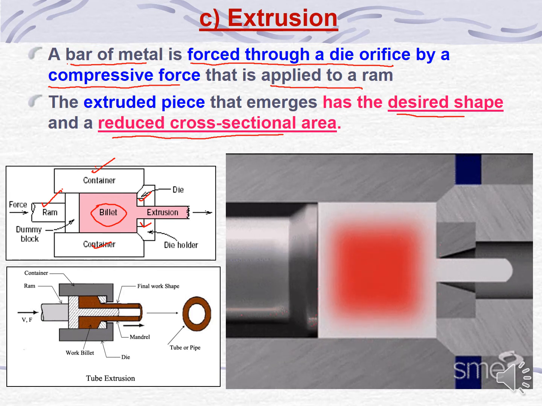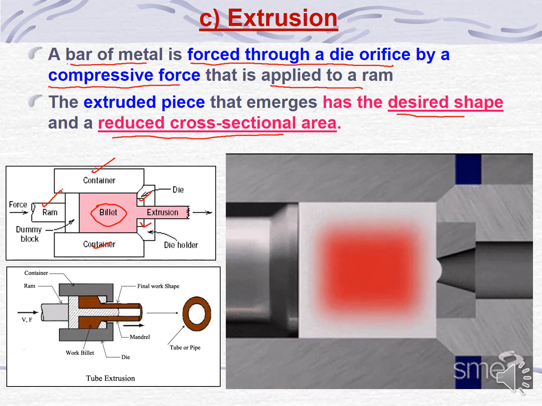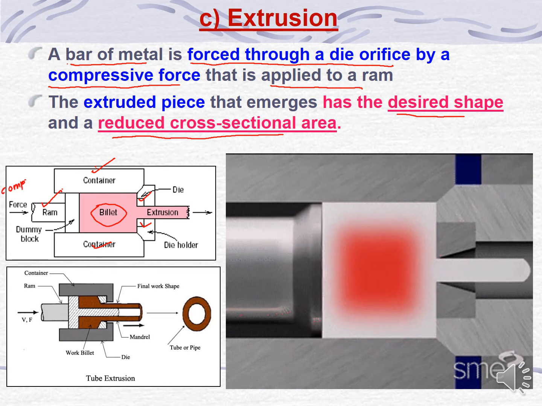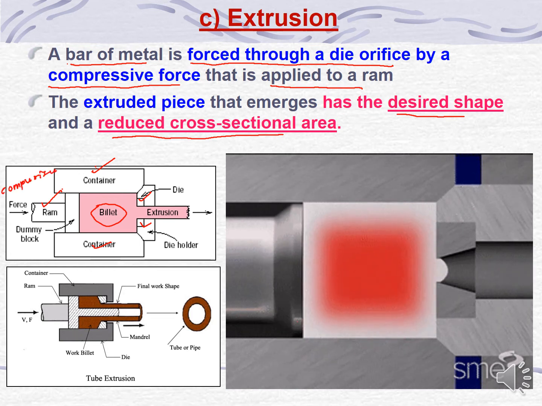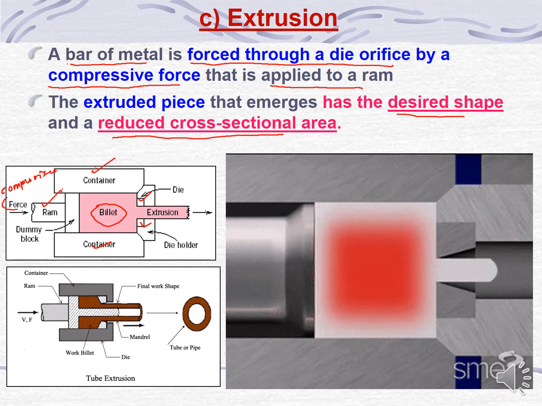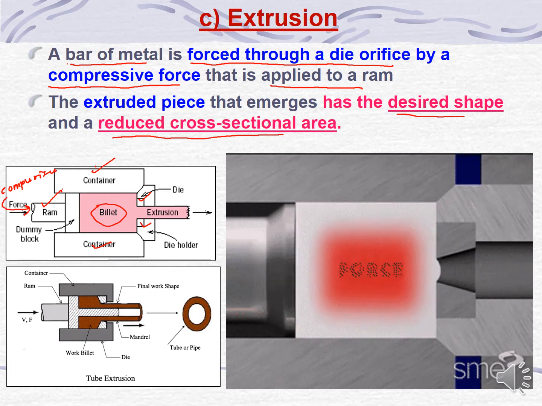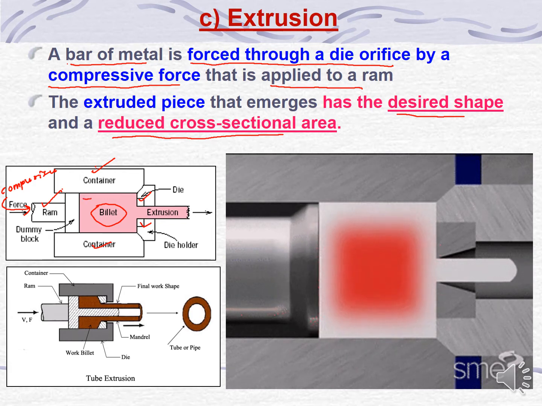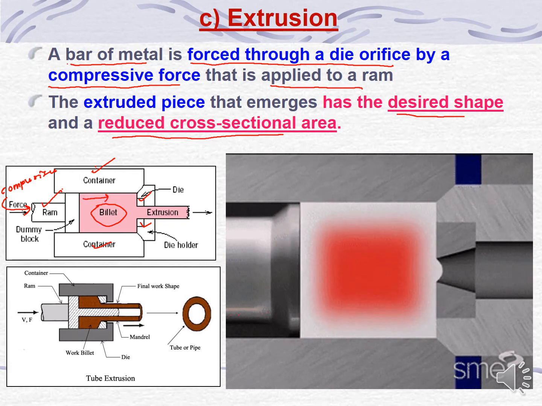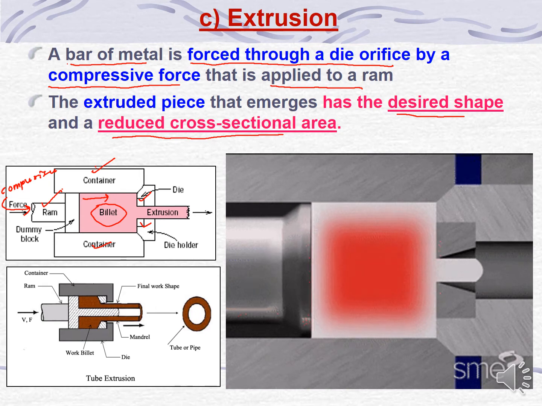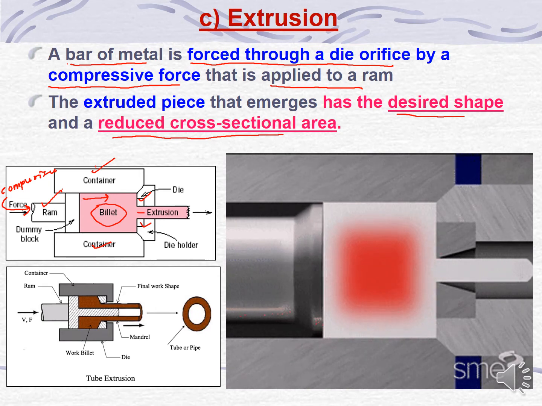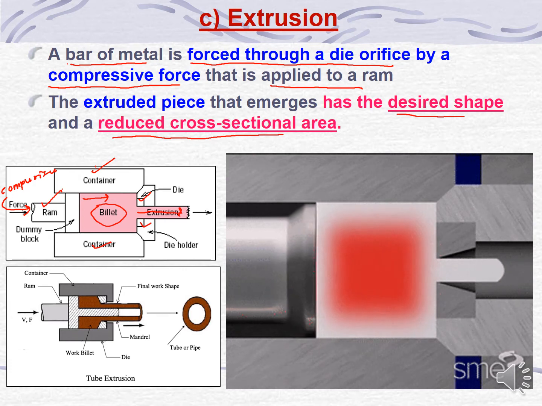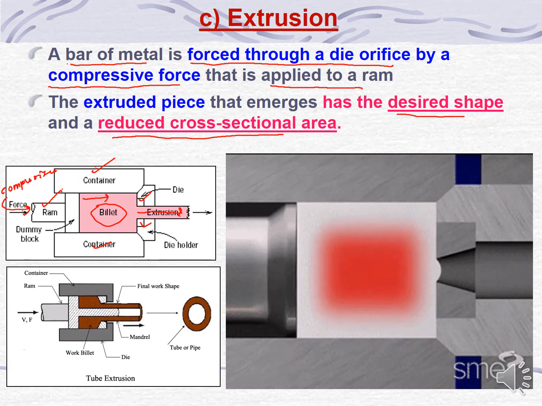During this process, the compressive force is applied to this ram. This ram will push the billet and force the billet to go through the die. This is what we call an extrusion process.